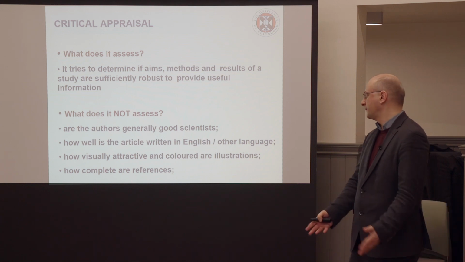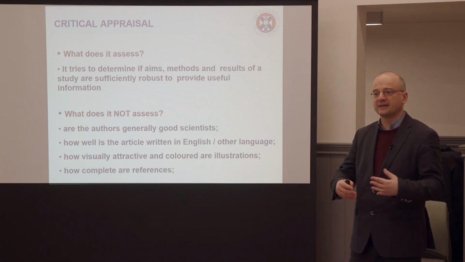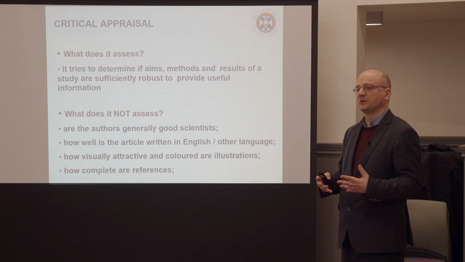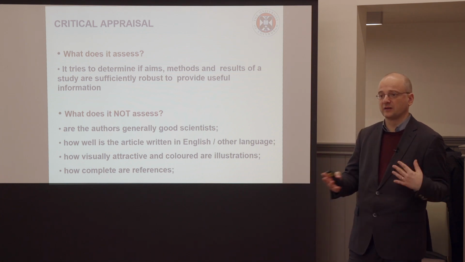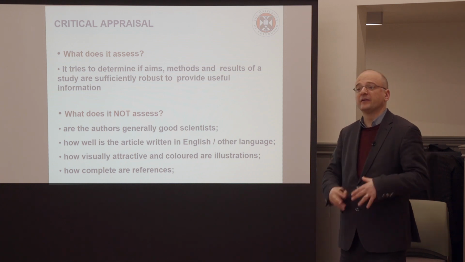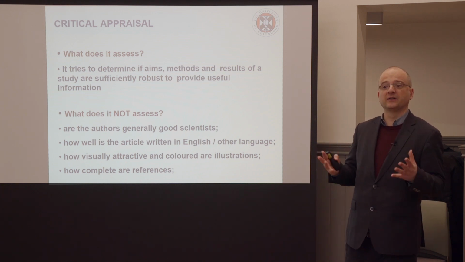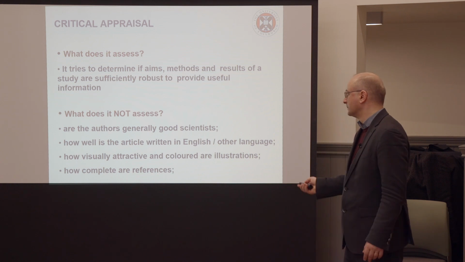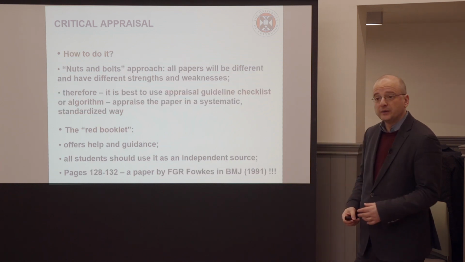We want to point to these things if we must, but that's not going to lead to a decision or influence the decision whether the paper is going to be accepted or rejected, because these things are irrelevant to the information and knowledge that paper is trying to generate. So how do we do this?